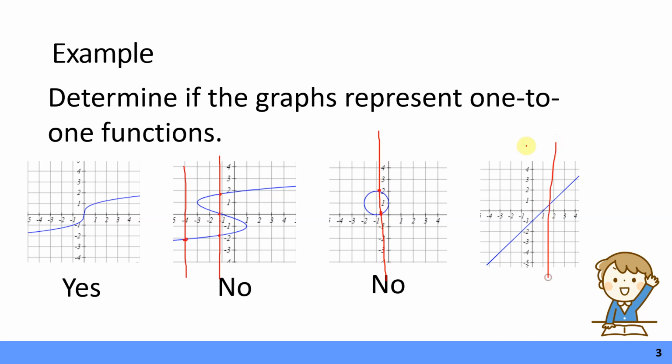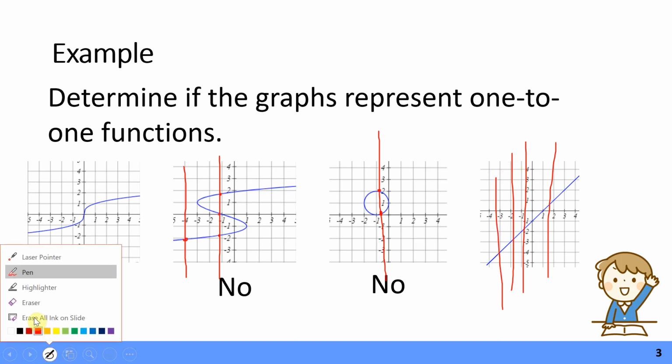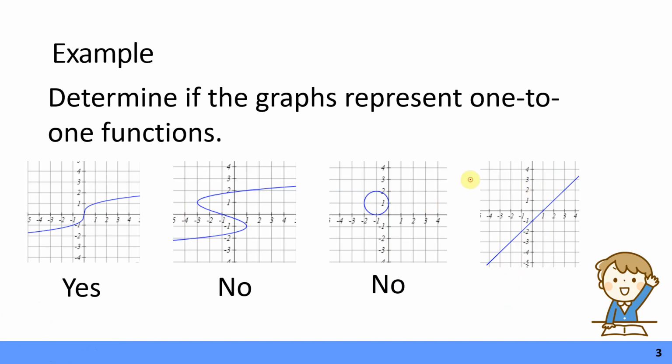Now, the last one here, we draw lines. It passes the vertical line test, right? All of these lines just intersect once. So I'm going to erase that. Now we have to do a horizontal line test to see if it's one-to-one. All of these lines here just intersect one time. So that means that this one would be a one-to-one, because I already checked the vertical line test. It's a function, and then the horizontal line test determines that it is a one-to-one.